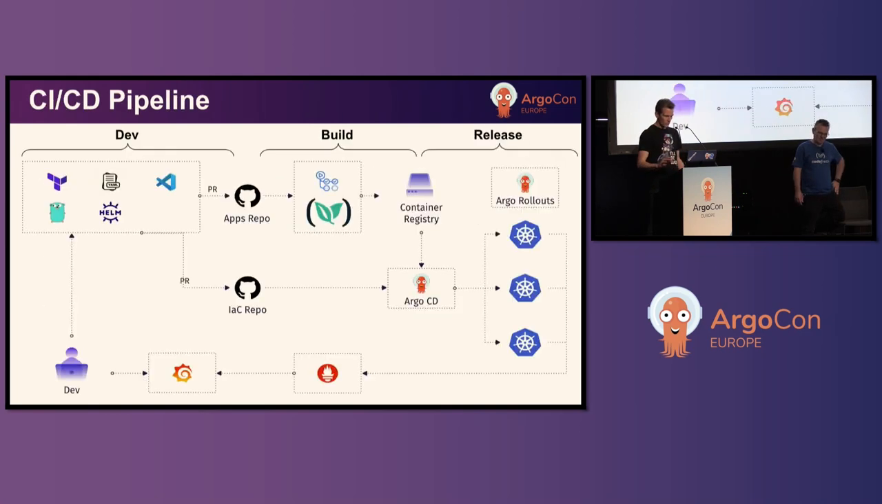So as a starting point, let's look at a typical CI/CD pipeline. I have shown the three main phases of this pipeline: the development phase, the build phase, and the release phase. So you have well-known tools in there. You have your Git repo, your infrastructure as code, ArgoCD, of course, Argo Rollouts, your container registry, and then how the developer interacts with all these different components.